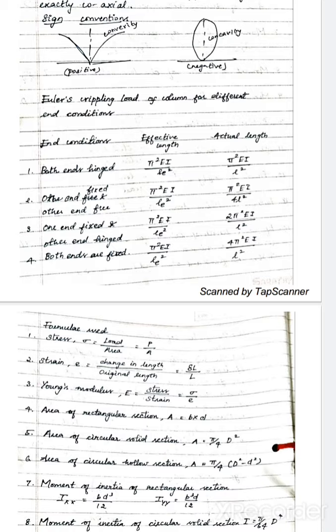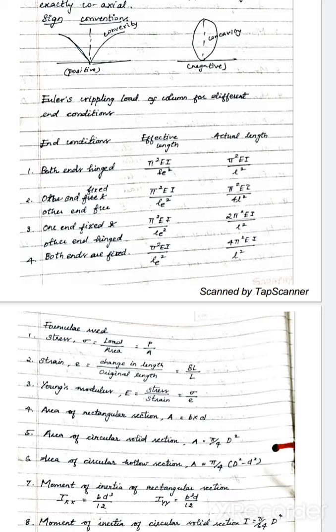If both ends are hinged, the actual formula will be pi square EI by L square. But with the effective length, pi square EI by LE square. We are going to substitute the value of LE in the actual length. The formula is pi square EI by L square. We know the effective length for the cases, we are going to substitute. So see, in the effective length, the formulas are the same, pi square EI by LE square. But in actual length, the term varies.